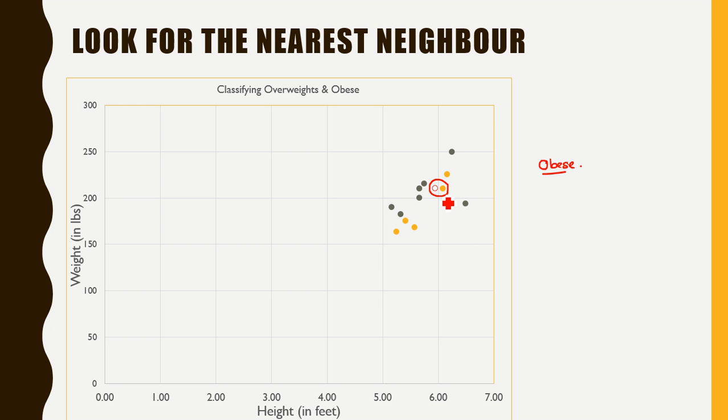Well, the nearest neighbor to this new data is an obese. Based on this information, we can probably think that it's likely that this new data can also be labeled as obese. But before we draw any conclusion, let's go one step ahead and see what the two nearest neighbors include.